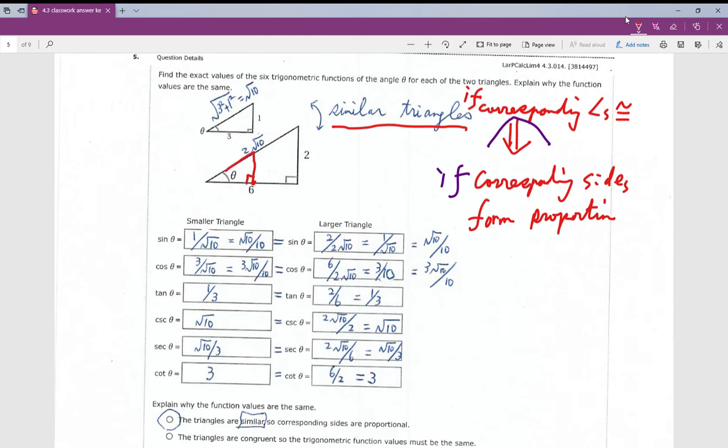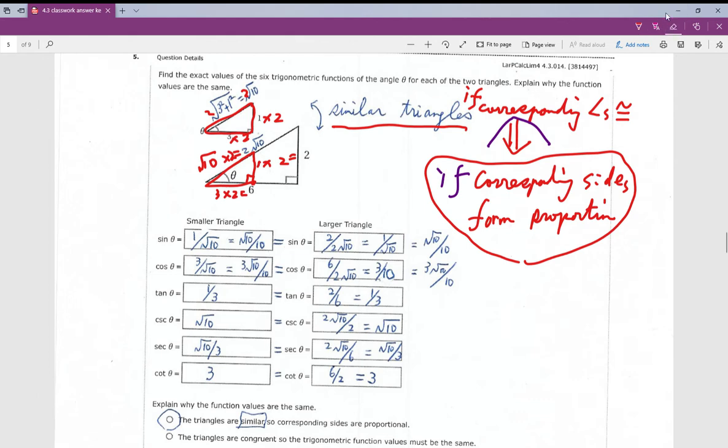So, this triangle will be the same as this triangle. And you can see that the corresponding sides form proportion. This 1 times 2, and the 3 times 2, right? And this one times 2. So every side times 2, times 2, times 2, you have a bigger triangle. In this case, we say the corresponding sides form proportion.